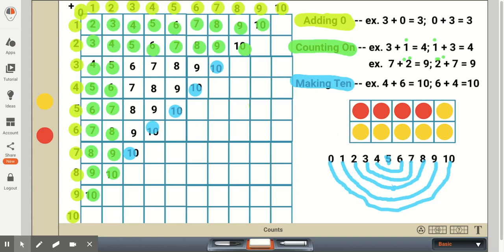And with the switching of the facts, that also can be 6 plus 4. In either case, we'd be filling up the 10 frame. So eventually students will just learn their combinations of 10. They will learn that 10 plus 0 equals 10, 9 plus 1 equals 10.